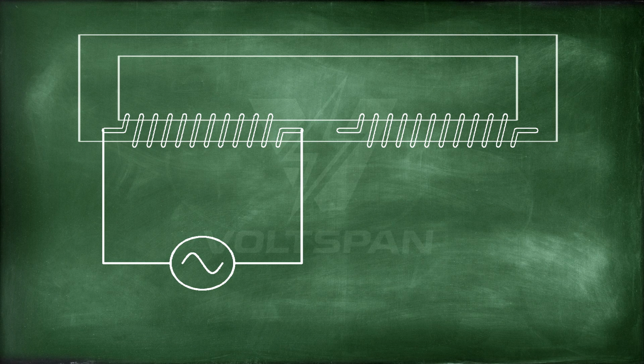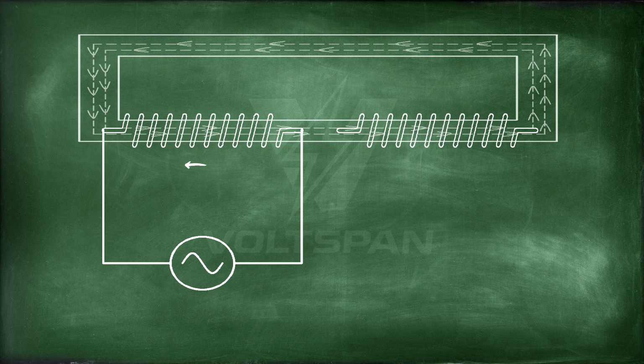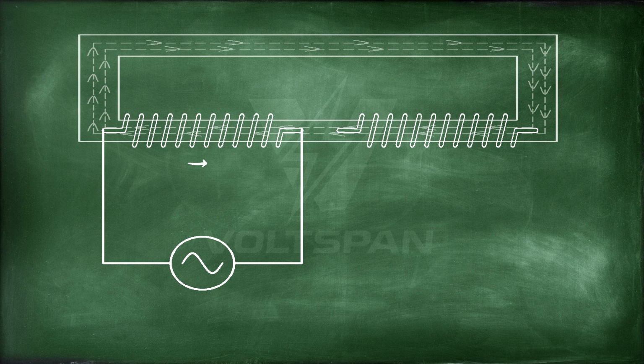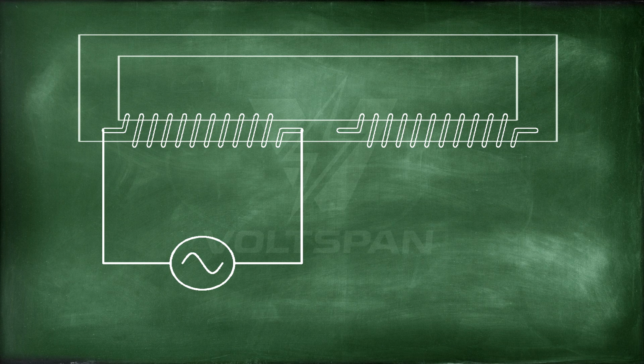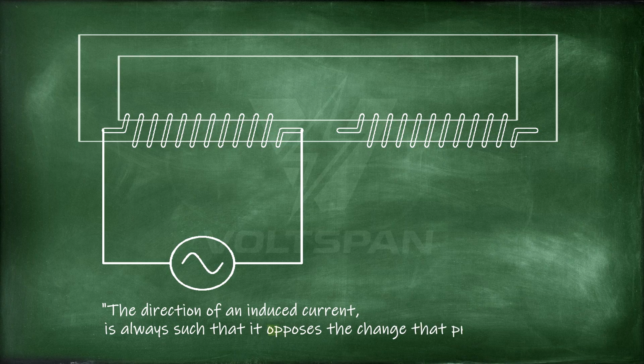I apply an AC voltage to the primary. Current flows and a magnetic field builds up in the core. That changing magnetic field cuts through the secondary coil. And here's where Lenz's law comes in. Lenz's law says, the direction of an induced current is always such that it opposes the change that produced it.